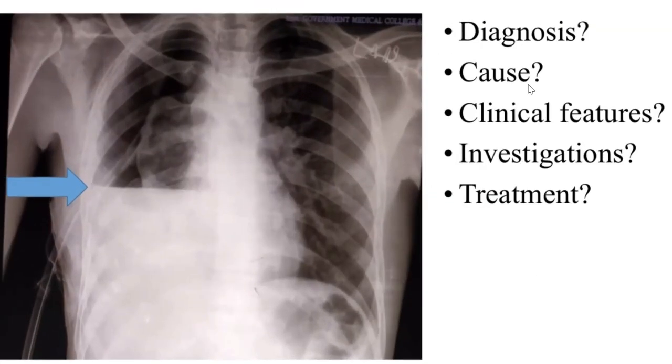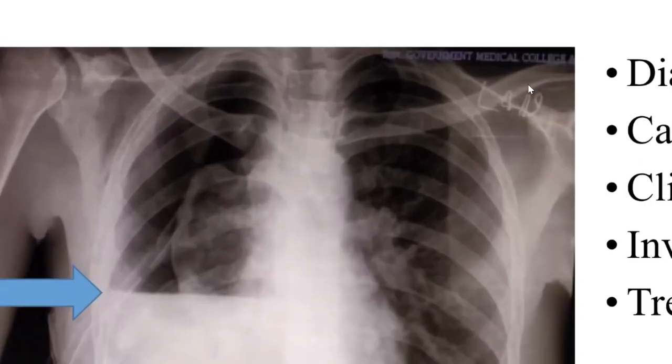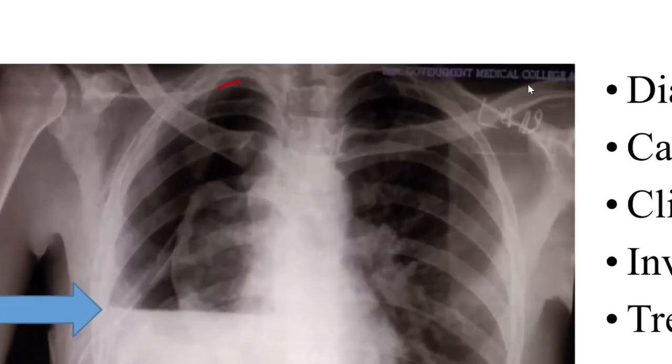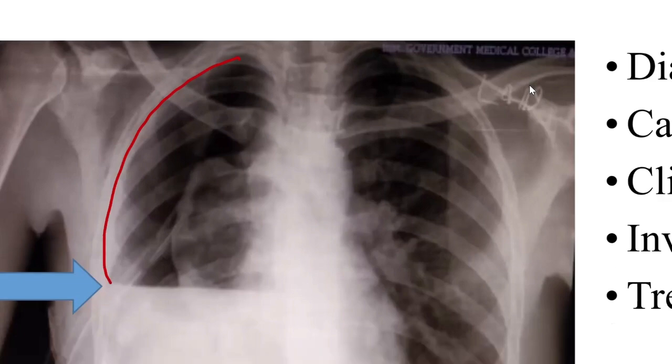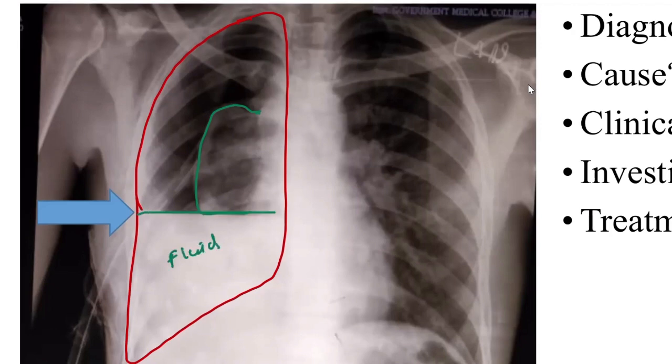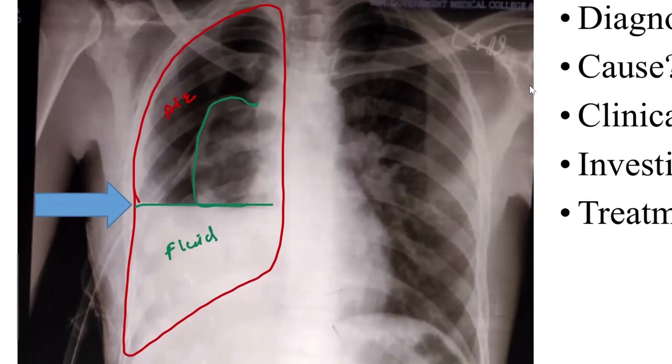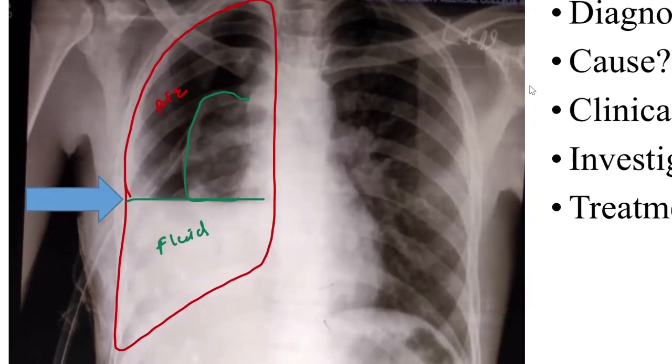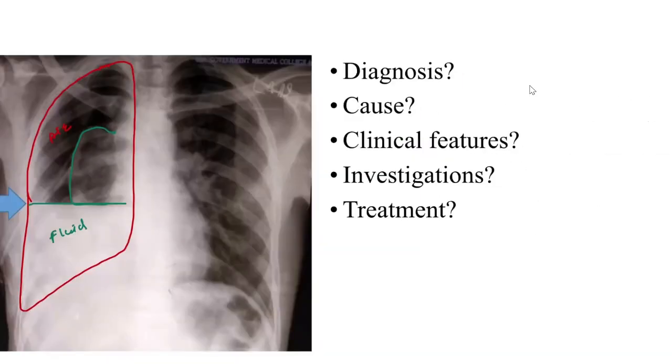What is this? Let's see. This is the chest X-ray. These are the ribs. Actually, this could be air, completely lung field, but the actual lung is this only, and this is air. This is fluid. This is air. So what is this? This is the X-ray showing an air-fluid level with the lung collapsed. So it is a hydropneumothorax.